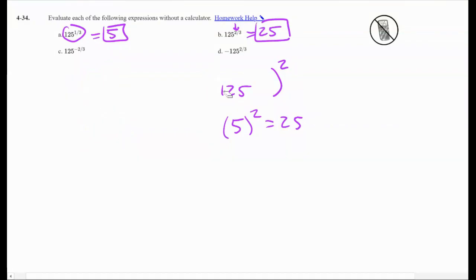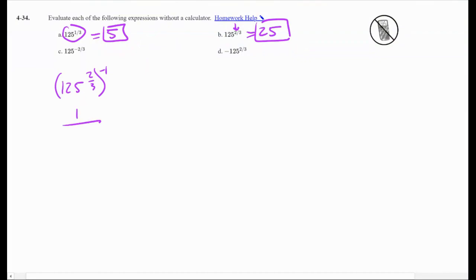Okay, negative 2/3. Now we're throwing a new thing into the loop here. So I'm really saying 125 to the power of 2/3, to the power of -1, which just means 1 over all of this because it's power of -1. And I know all this underlined in blue here is just 25. So really my final answer for this one should be 1 over 25.